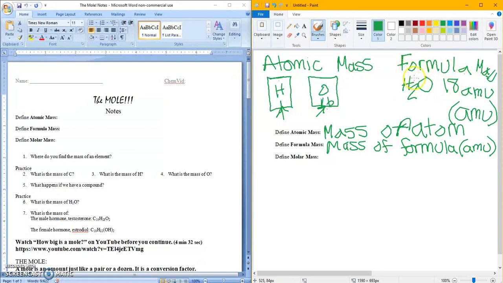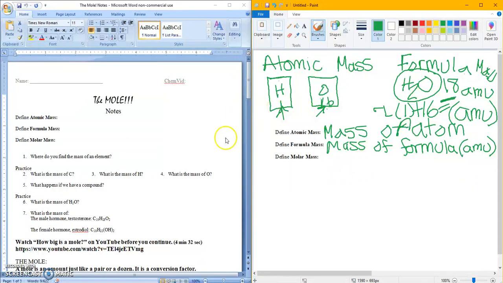A formula mass is when I have a formula such as H2O or NaCl or any of those compounds where I have two or more elements bound together, and then it's the total mass of them put together. So since oxygen is 16 and hydrogen is 1, and I have 2 of them, I'm going to add those together and I get 18. So formula versus atomic, both the same thing except we're talking about element versus compound.